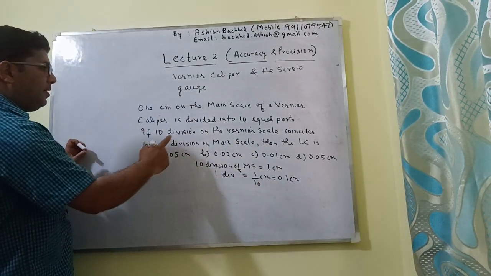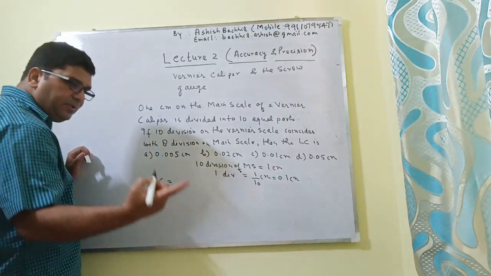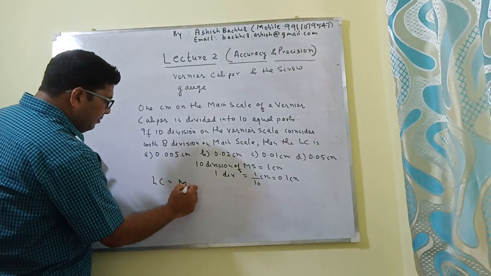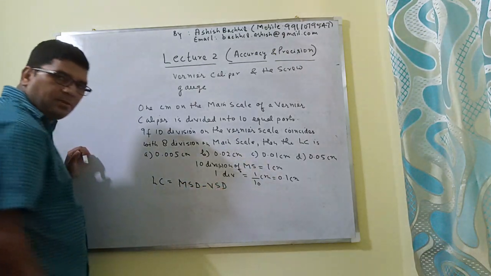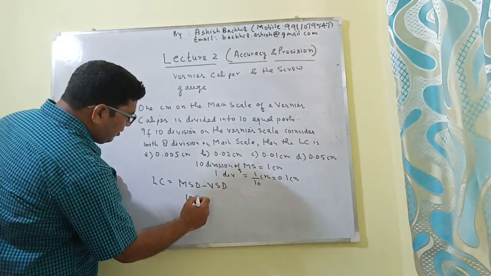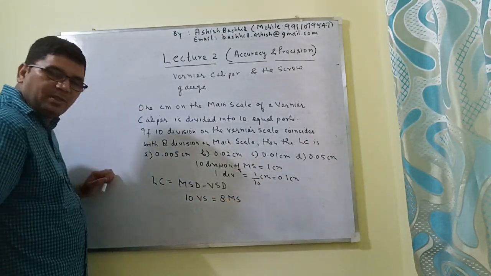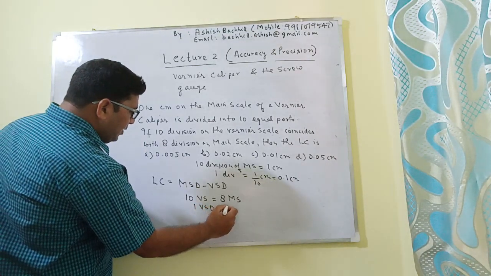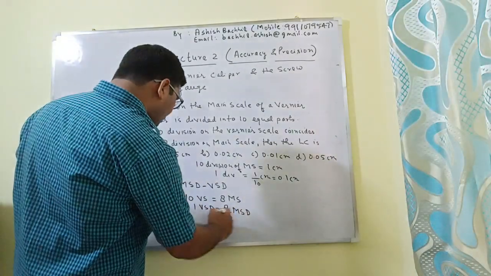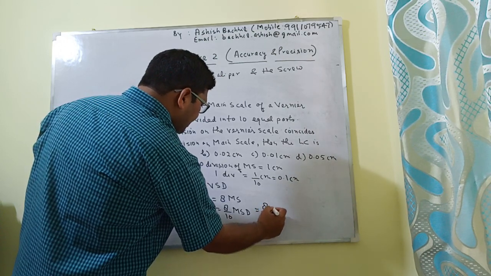Now, I have given you two formulas for least count. You can use any one of the formulas which we have just discussed. So I am taking that least count is equal to main scale division minus vernier scale division. Now here you see that 10 divisions on the vernier scale is equal to 8 divisions on the main scale. So one vernier scale division is equal to 8 by 10 MSD.